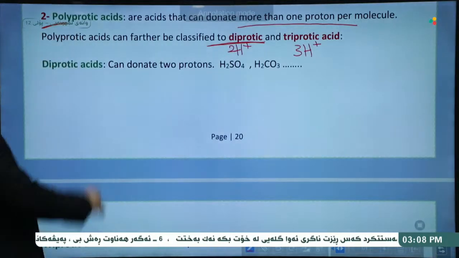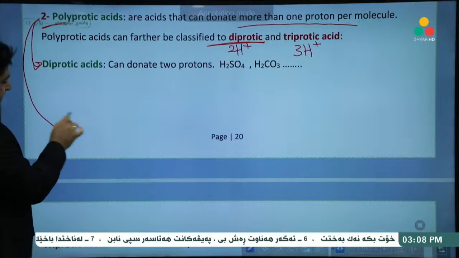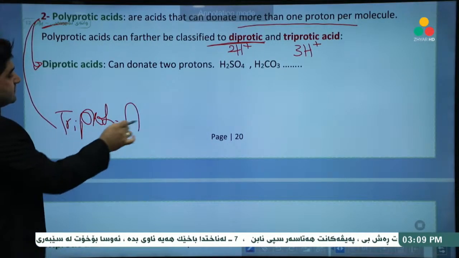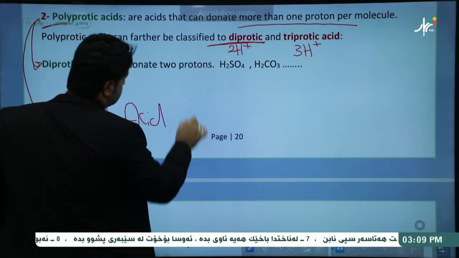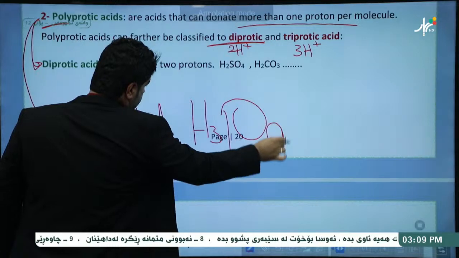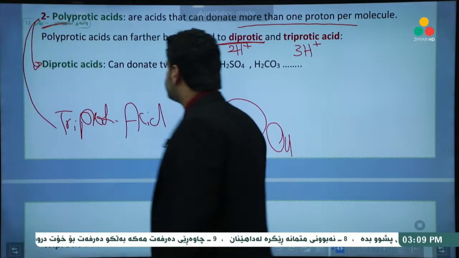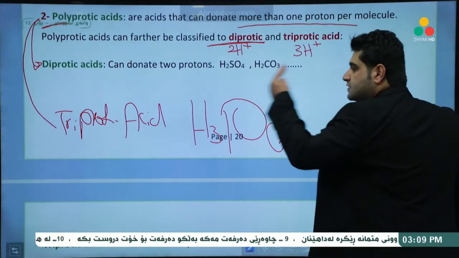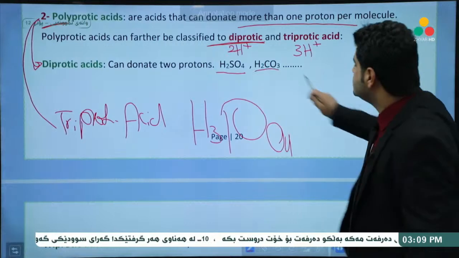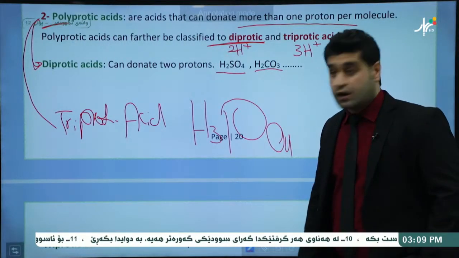For polyprotic acids, we have diprotic and triprotic acids. A triprotic acid, such as H3PO4, is phosphoric acid, we know that. But a diprotic acid can donate 2 protons per molecule of the acid, such as H2SO4, H2CO3. It doesn't matter whether the acid is weak or strong.